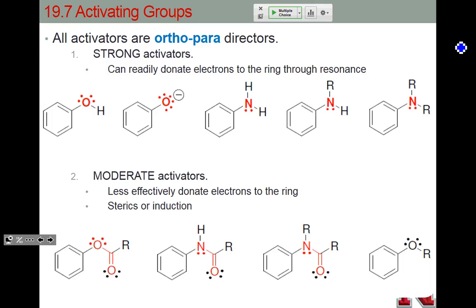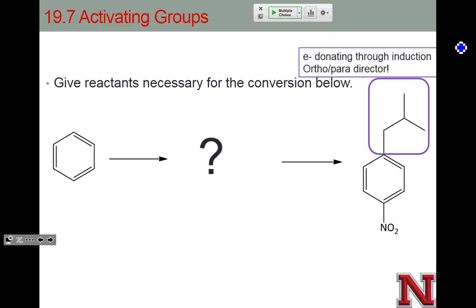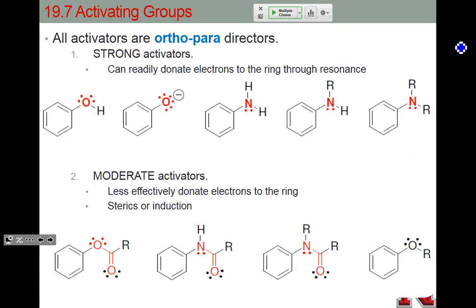The only exception is our OR group. That one is considered a little bit more moderate. And then, of course, our weak activating groups are our CH3R groups because they don't donate electron density into the ring. So ethyls, methyls, isopropyls, those sort of things are weaker. They still are para directing, they just don't have lone pairs next to the ring.